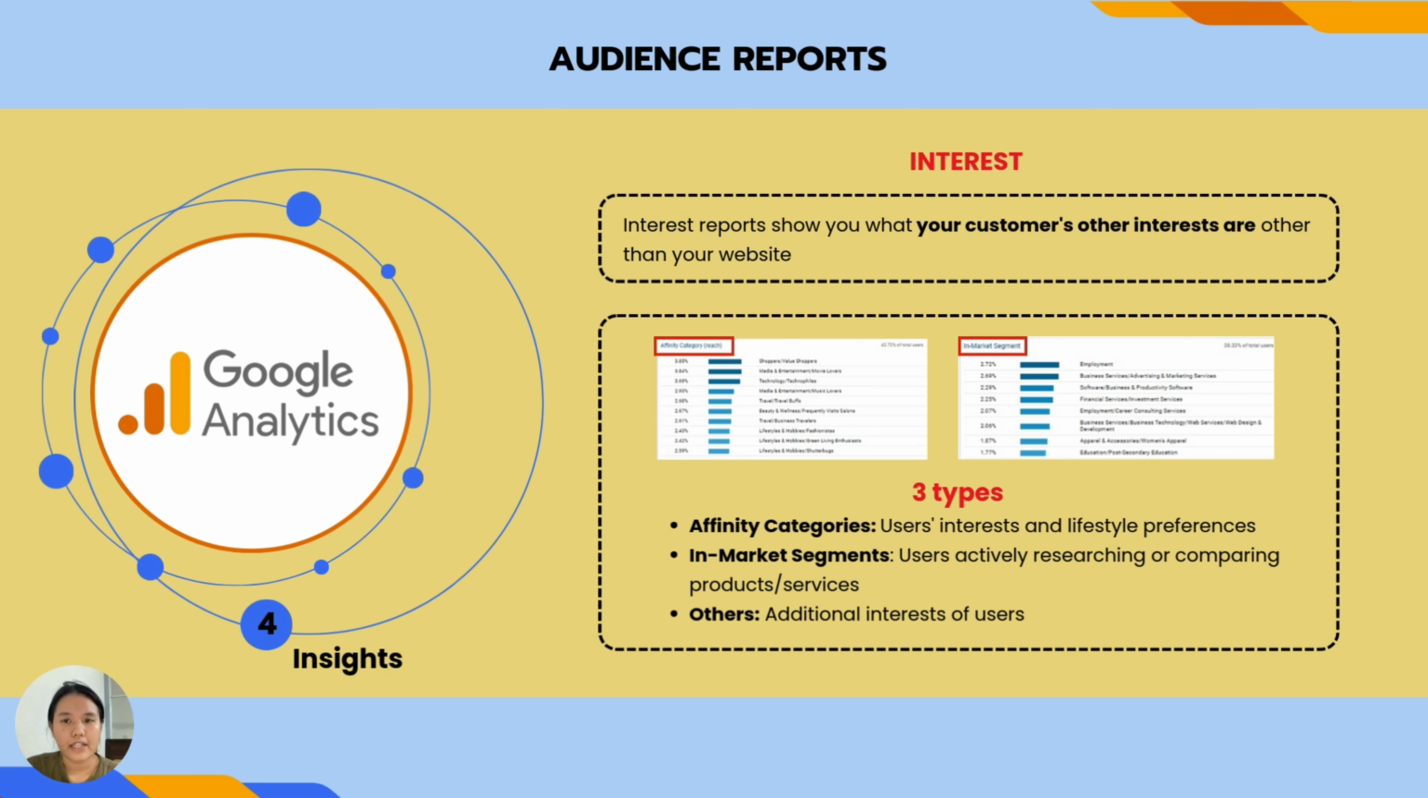Next, we talk about interests. The interest reports show what your users care about beyond your product. There are three types: affinity categories, which are lifestyle; in-market segments, which are ready-to-buy users; and other categories, which cover broader hobbies. For example, if you find your audience is in the market for travel accessories and you sell backpacks, you can create a travel-focused campaign to increase relevance and conversion.